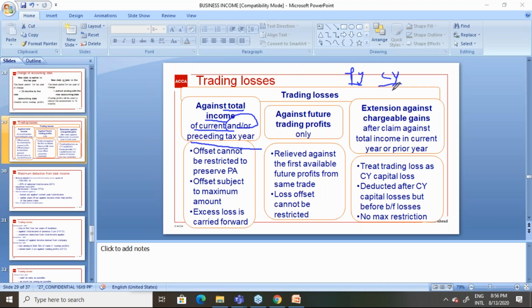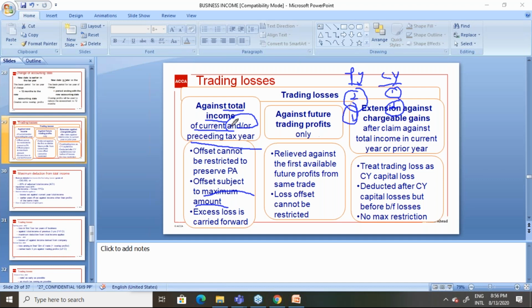If you want, first you can set it off against the current year and then set off against the previous year's total income. Or else you can first set it off against the previous year total income and then against the current year total income. Therefore, you have the liberty to decide whether you want to first set it off against the current year total income or the previous year total income, and you must set off the maximum possible amount. Any excess can be carried forward.